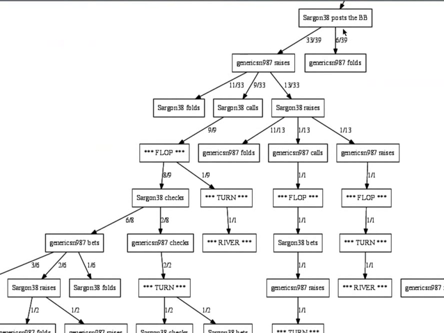So, we see it start at the beginning. This is a subtree where I'm out of position. So basically it starts up here at the top where I've just posted the big blind. And then it goes through all of the different lines that we play.